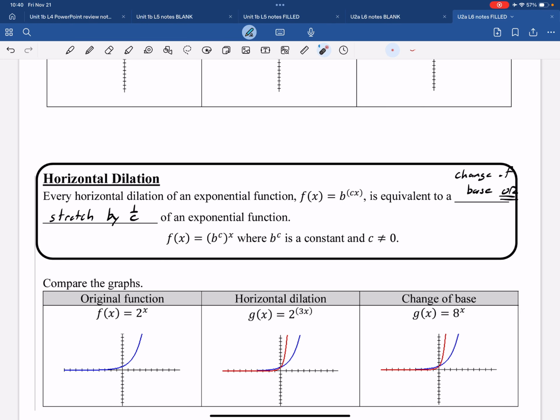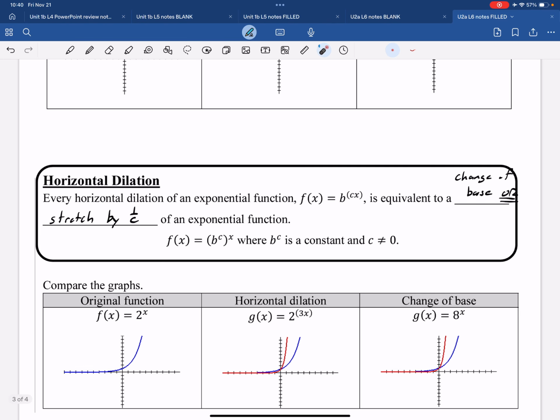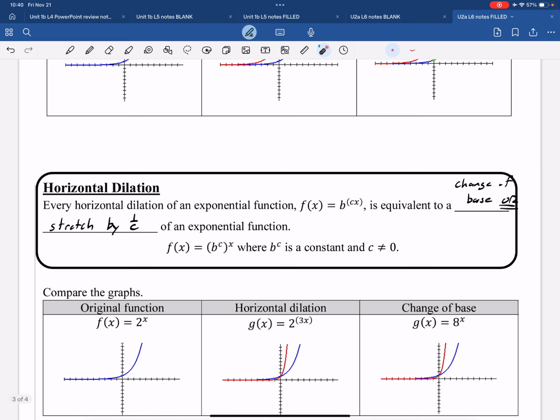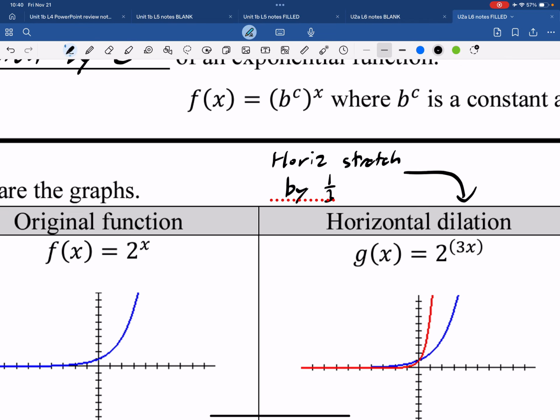Again, if we look at 2 to the x, and now we have a 3, so we have the x value being multiplied by 3. One way to think about this is that this is going to be a horizontal stretch by 1 over 3. So for example, let's take the point 3, 8, that's what we had here.